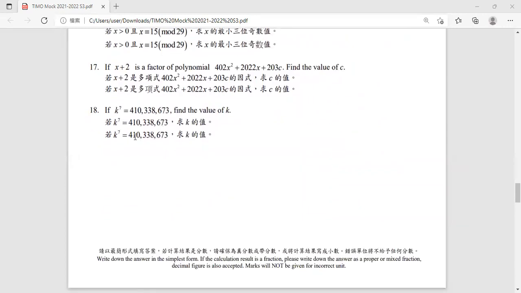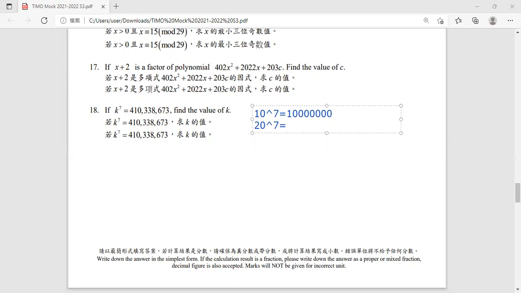Okay, 18. How to guess this one? Now you have two ways to guess. First, because it's a power of 7, 10 to the power 7 has 8 digits, so K must be bigger than 10.